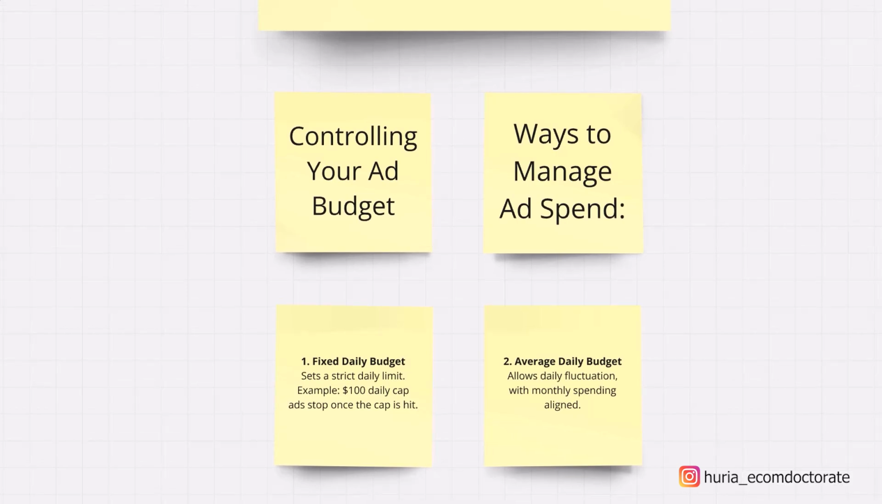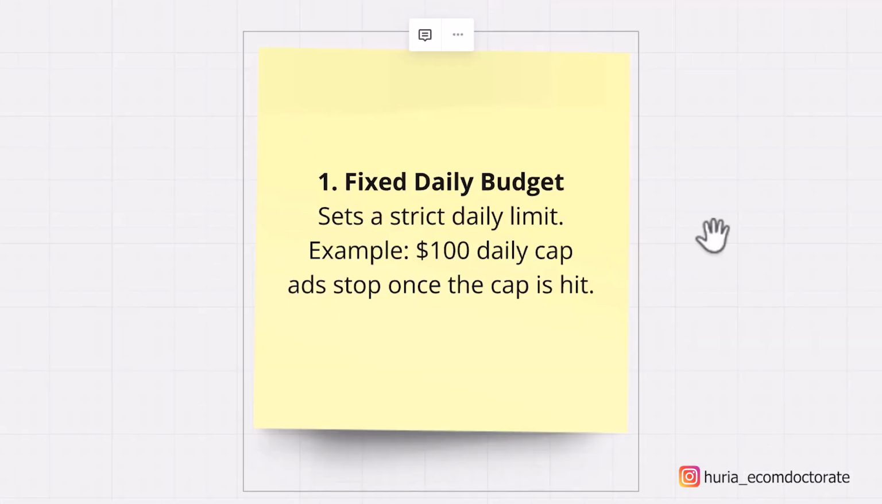Another way to control your budget is to control your ad budget, and there are 2 ways to do that. Either doing the fixed daily budget, which means setting a strict daily limit. For example, you can set up a 100 daily cap in your ad account. Once this is reached, all the campaigns will pause. So you basically set up $100 or £100 or €100 for the whole account, and it shouldn't exceed that amount.